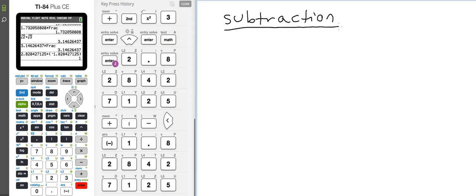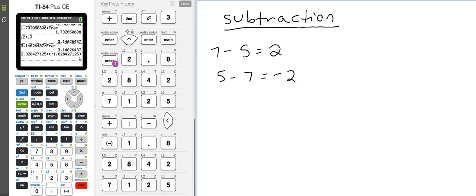What happens when we subtract two rational numbers? We're going to subtract 7 minus 5. Two rational numbers, and we're going to get a rational number. Let's say we subtract 5 minus 7. We're going to get negative 2. That's still a rational number, even though it's negative.